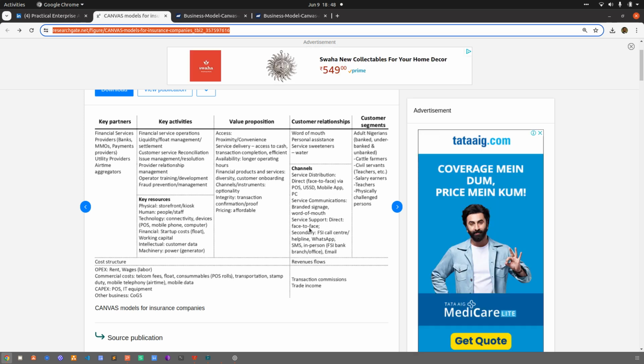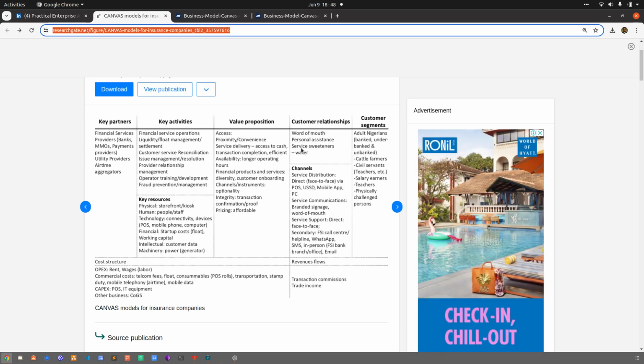So essentially the model seems to be fairly traditional, with direct sales and face to face as the primary channels, while they call secondary as WhatsApp and SMS. So I think they are working in a very traditional model. And then again, their customer relationship is word of mouth, personal assistance. So it looks like the person who's probably the insurance broker is also managing the entire relationship afterward. And I'm not too sure what service sweetener means, but I think they're giving some additional stuff.